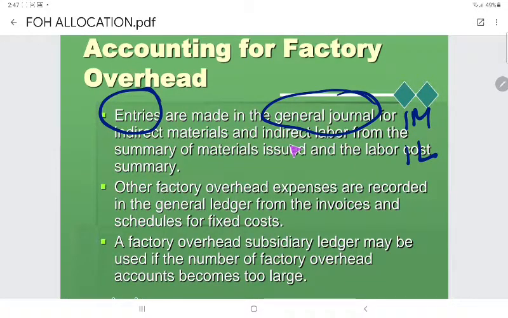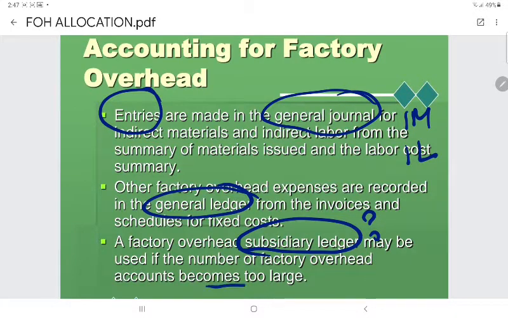After we were able to make the entry in the general journal, we would also be recording this. So you're going to post it in your general ledger. Now, the question would be, do we need to have a subsidiary ledger? The decision as to having a subsidiary ledger would be dependent upon the volume, no, of the accounts. Siyempre, pag masyadong madami, magsa-subsidiary ledger ka to make things simpler for us. Okay?